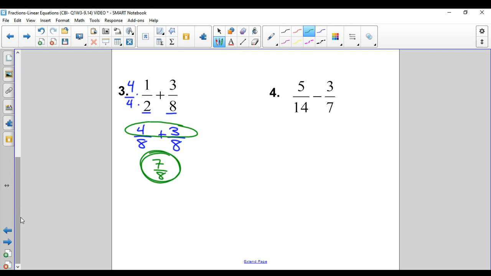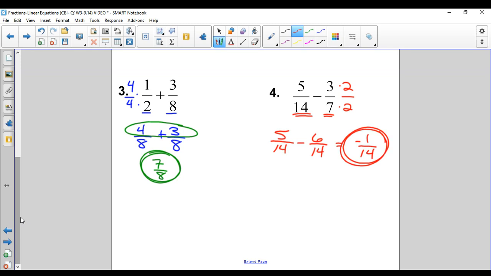Same deal here with 5/14 minus, sorry, 3/7. These are not the same numbers. We need them to be the same. So you get a common multiple. Common multiple is 14. 7 to be a 14, you multiply by 2. So you have to multiply the top by 2 as well. You get 5/14 minus 6/14. You get a negative 1/14. And that's all we can do. So you're done.